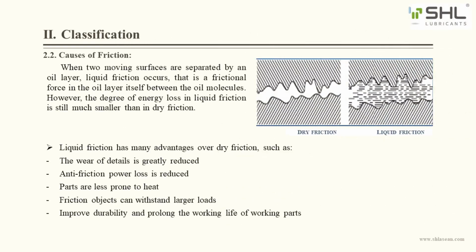When two moving surfaces are separated by an oil layer, liquid friction occurs, which is the frictional force within the oil itself between the oil molecules. However, the degree of energy loss in liquid friction is still less than in dry friction. Liquid friction has many advantages over dry friction. The machine will greatly reduce the power loss due to friction. The parts are less hot. The friction withstands larger loads and improves the tensile strength. Long service life for working parts.